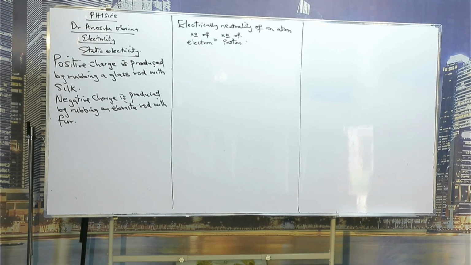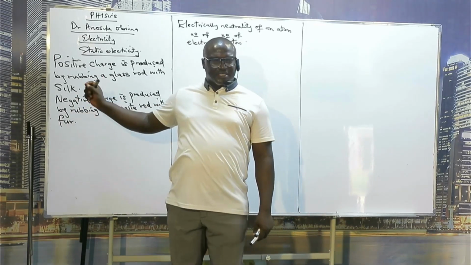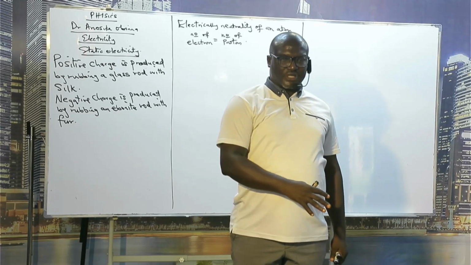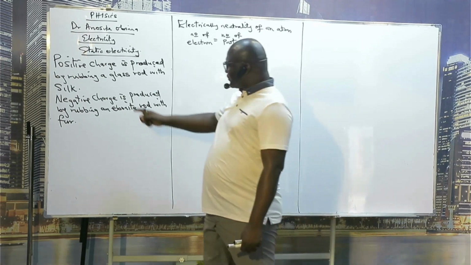Now, when there is a transference of electrons, remember I said that the proton does not move. It stays in the nucleus. The electron stays around the shell or the orbital. Now, when two bodies rub on each other, let's take, for example, the glass rod with silk, electrons will move from the glass to the silk. Now the glass rod becomes positively charged because the number of the positive charges is now greater than the number of the negative charges.